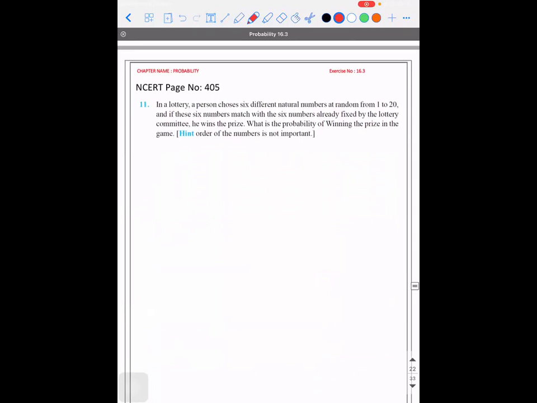Okay. In a lottery, a person chooses 6 different natural numbers at random from 1 to 20. And if these 6 numbers match with 6 numbers already fixed by the lottery committee, he wins the prize. What is the probability of winning the prize in the game?